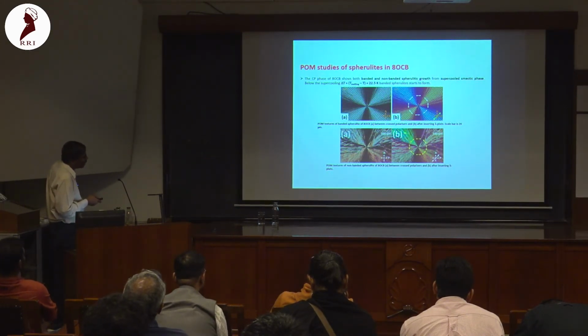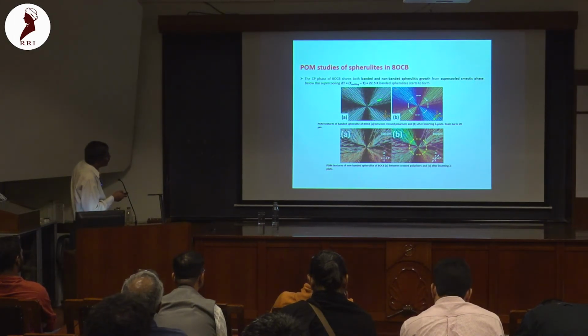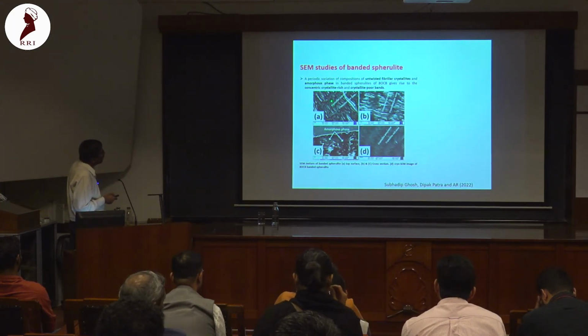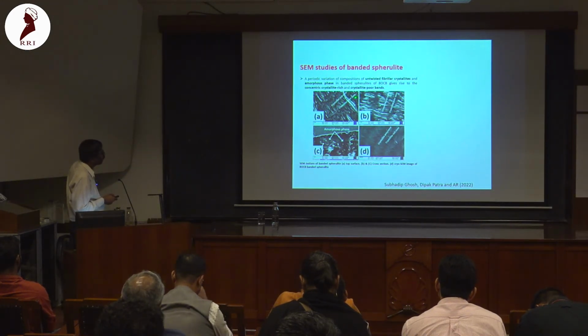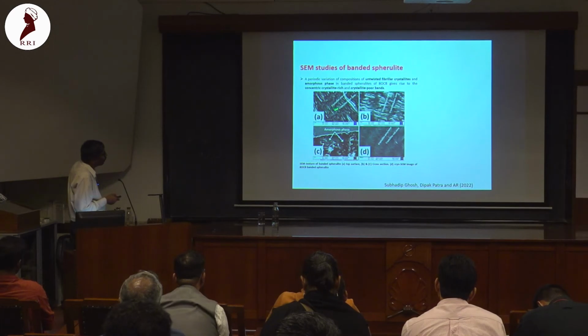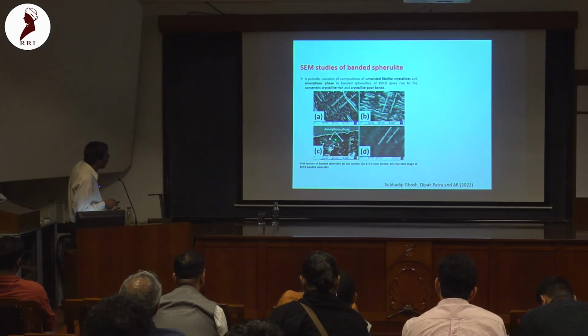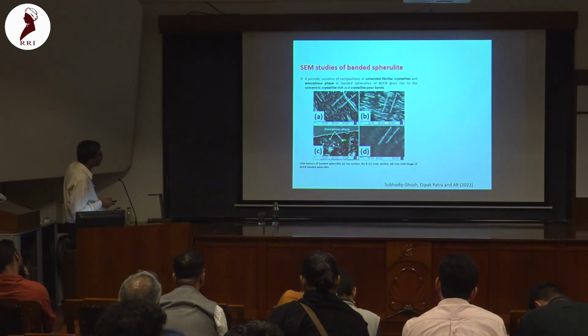So we were wondering why these bands are forming. Is there a twist in our system also? We did SEM studies of this banded spherulite, and actually we find that in this system there is no twist in the crystallites, but there is a periodic variation of crystallite-rich zones and crystallite-poor zones. The crystallites grow here more, then there is a zone which is mostly amorphous, then again crystallite zones like that. Here is a slightly zoomed version of this, and here it shows the amorphous zones more clearly.